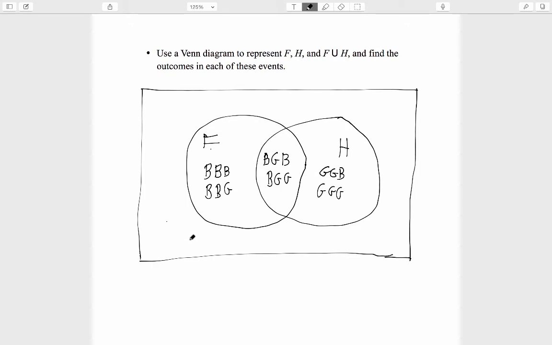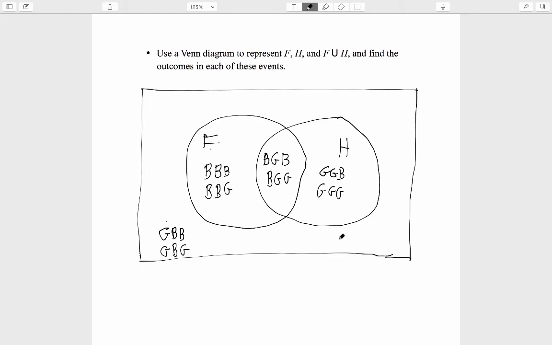Finally, we must not forget this outside basic region, which represents the event that F doesn't happen and neither does H, meaning that the first child is not a boy and the second child is not a girl. The only possibilities are GBB and GBG. Behold! Every one of the 8 possible outcomes of this experiment has been written somewhere in the Venn diagram. Each one lives in one and only one specific basic region.